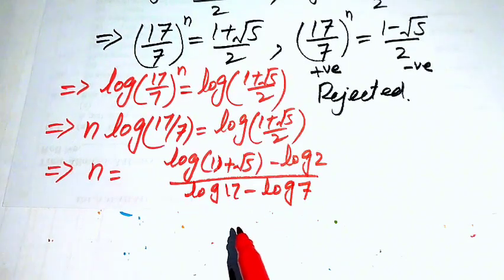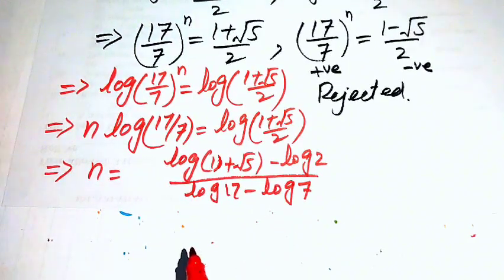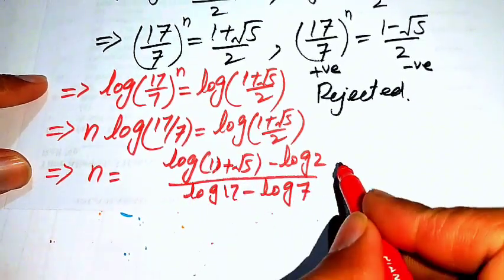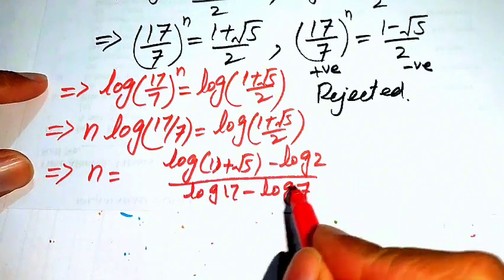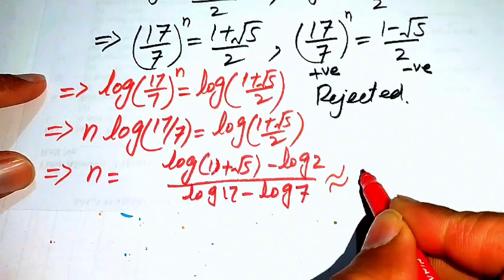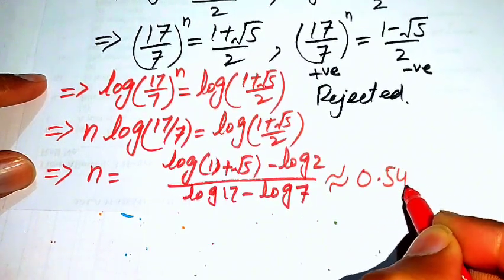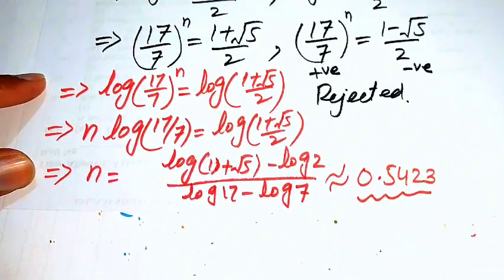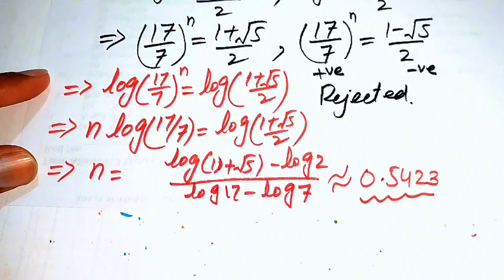So here you use the calculator, and you can easily find the value of all these logs, and we approximately get the value of n equals 0.5423. So this is our final answer of this question.